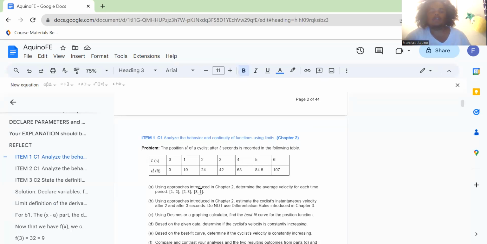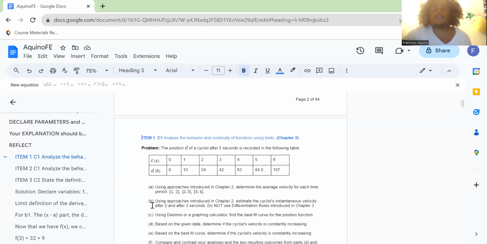So this would be delta D over T. So for the interval 1 to 2, it would be 24 minus 10 over 2 minus 1. Then for 2 to 3, it would be 42 minus 24 over 3 minus 2, and so on and so forth for the final interval.